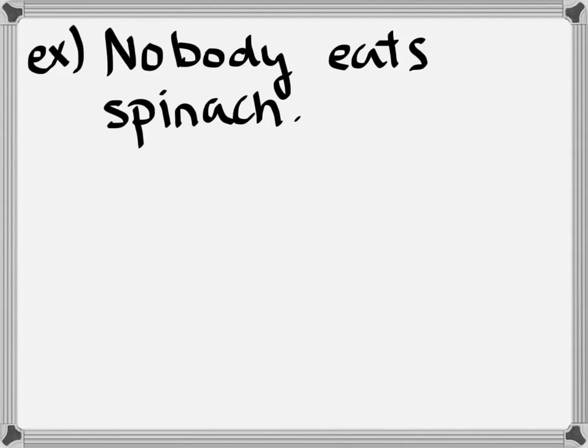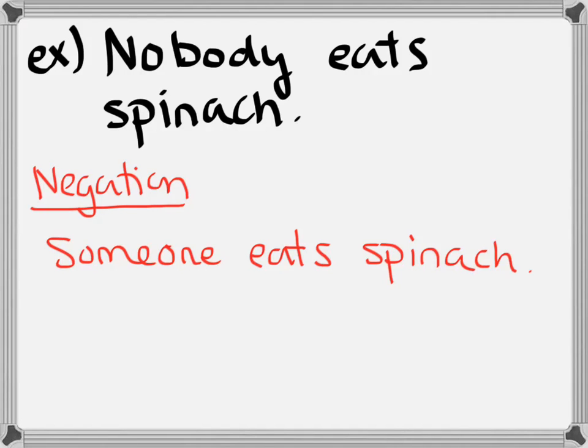Another example is if I were to say "no one eats spinach," if I wanted to change the truth value, meaning if this were a true statement, that means no one eats spinach, all I would need is one person that eats spinach to make the statement false. I don't need everyone to eat spinach, I just need one. So, the negation of "nobody eats spinach" is someone eats spinach, or there exists someone who eats spinach.